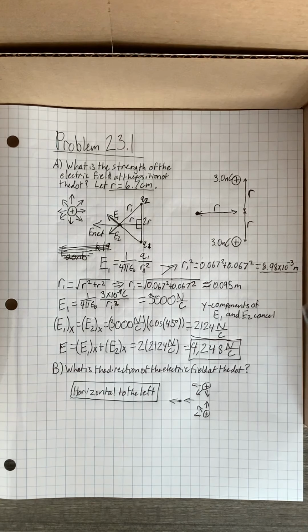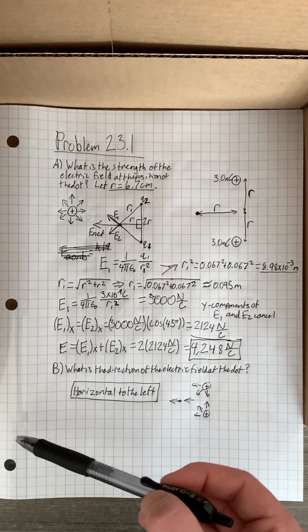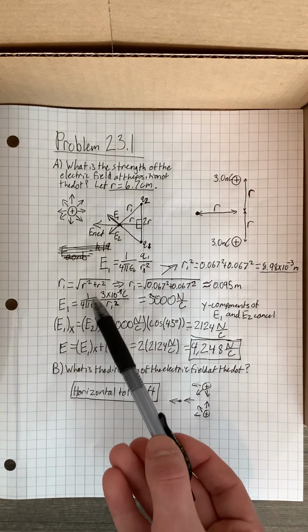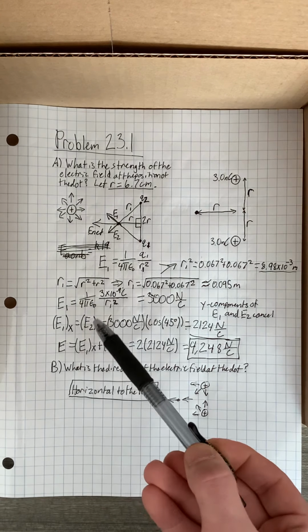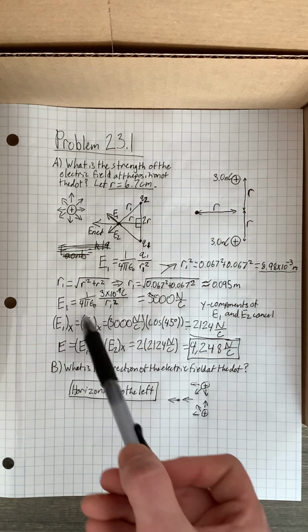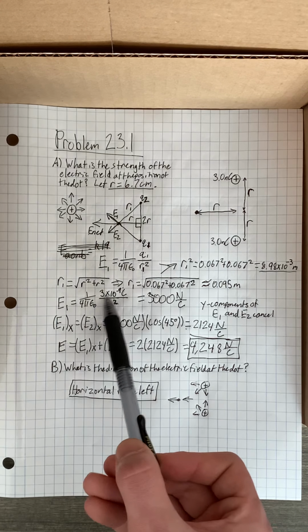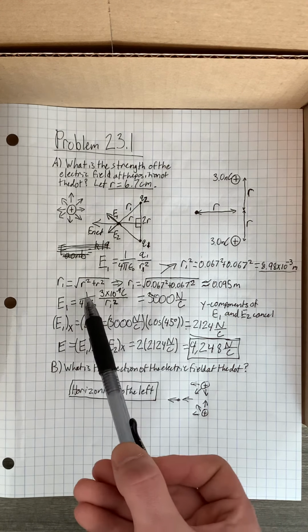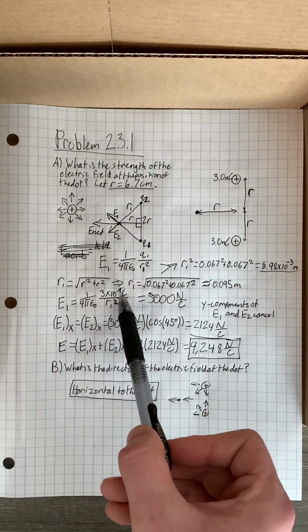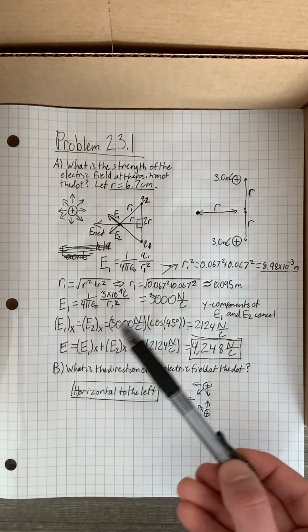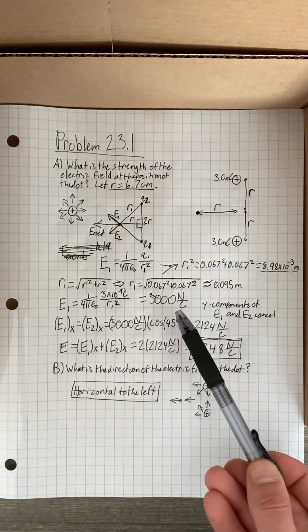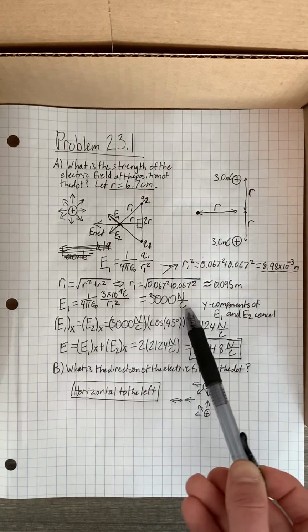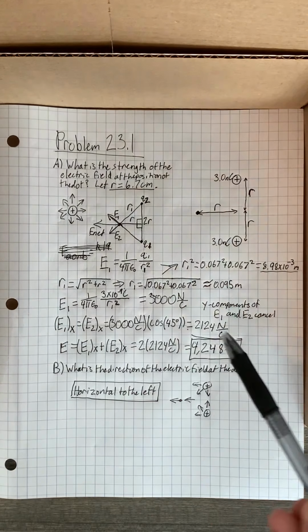When we plug that into this equation, we use K as 8.99 times 10 to the 9th, and then we have our charge, 3 nanocoulombs, which is equal to 3 times 10 to the negative 9th coulombs. We plug those all in, and we get a field of 3,000 newtons per coulomb.